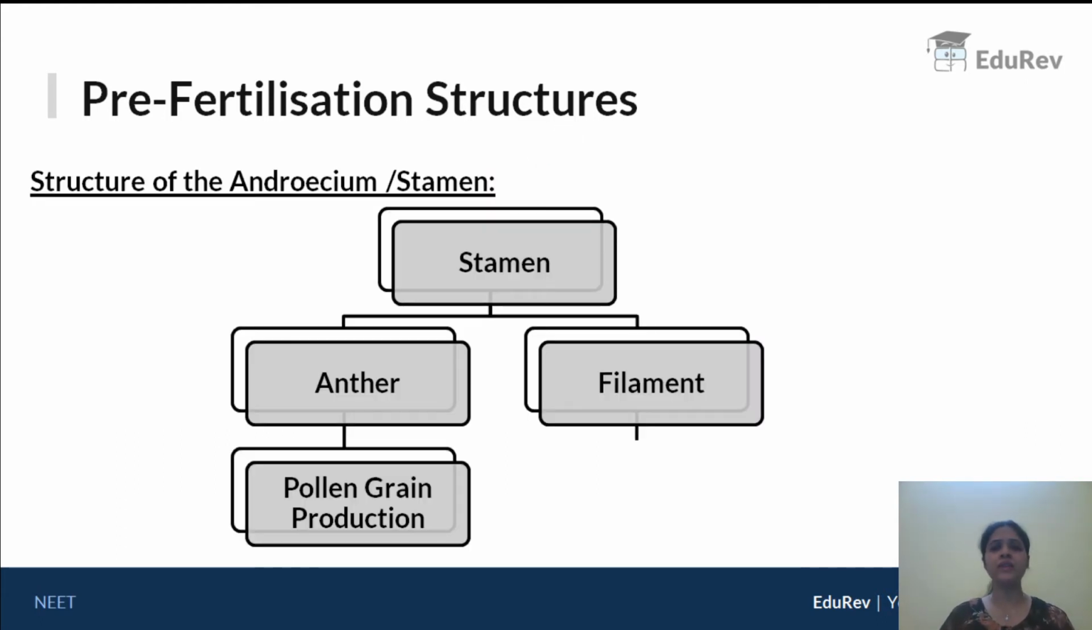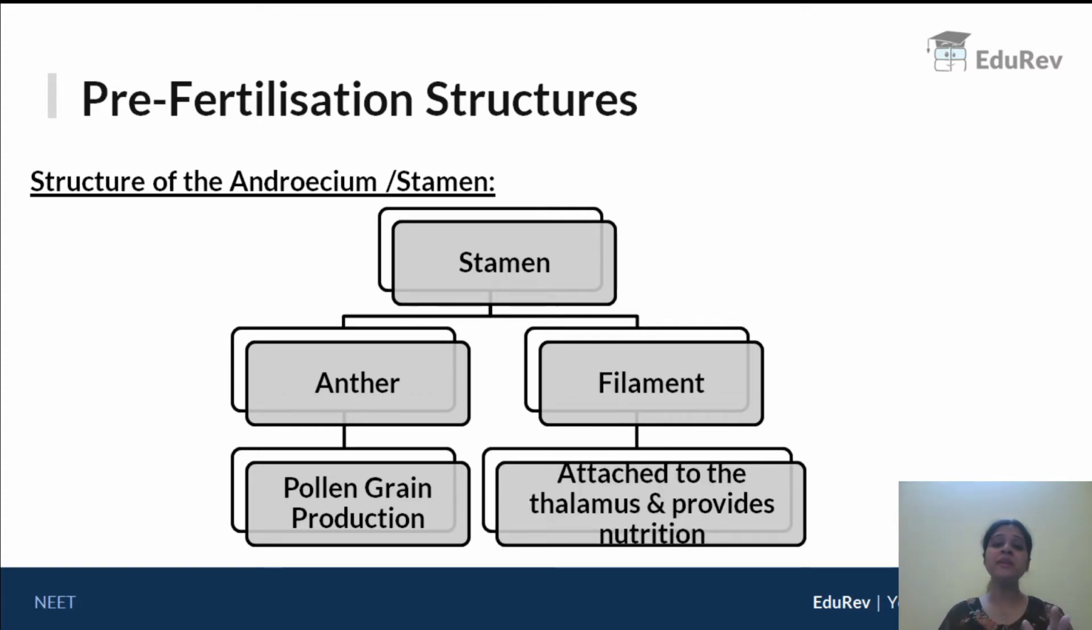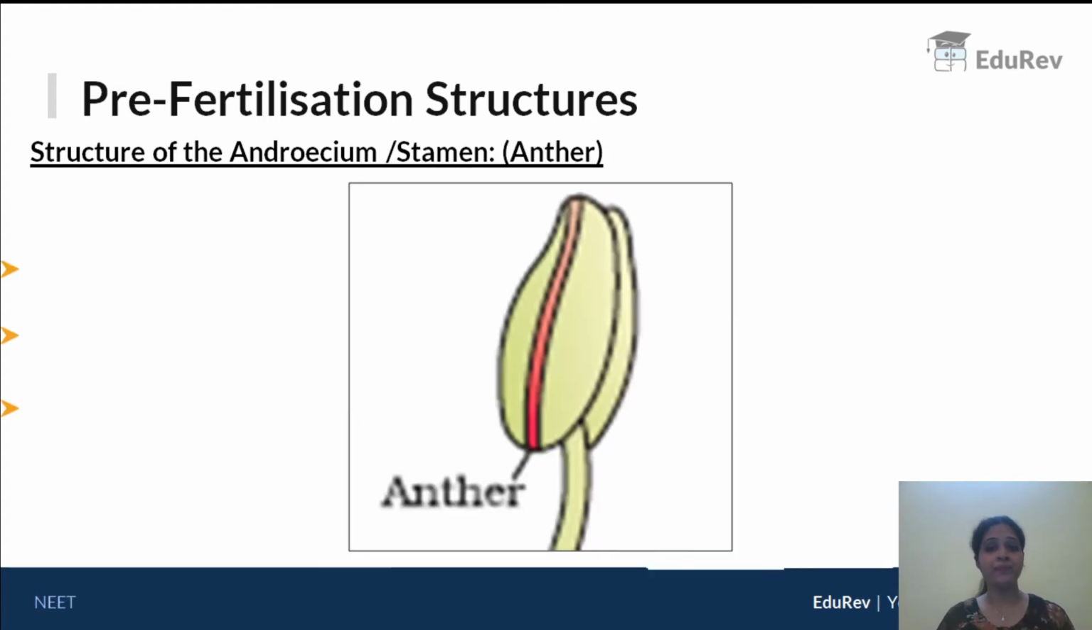So if you look at the whole thing, the stamen containing the anther is meant for pollen grain production or pollen grain development, but the filament is meant for attachment of the anther, attachment of the androecium, and it provides nutrition to the developing anther on top, or in other words, the developing pollen grains within. Now, let's study the structure of a typical anther of an angiosperm. So we're dealing with flowering plants over here.